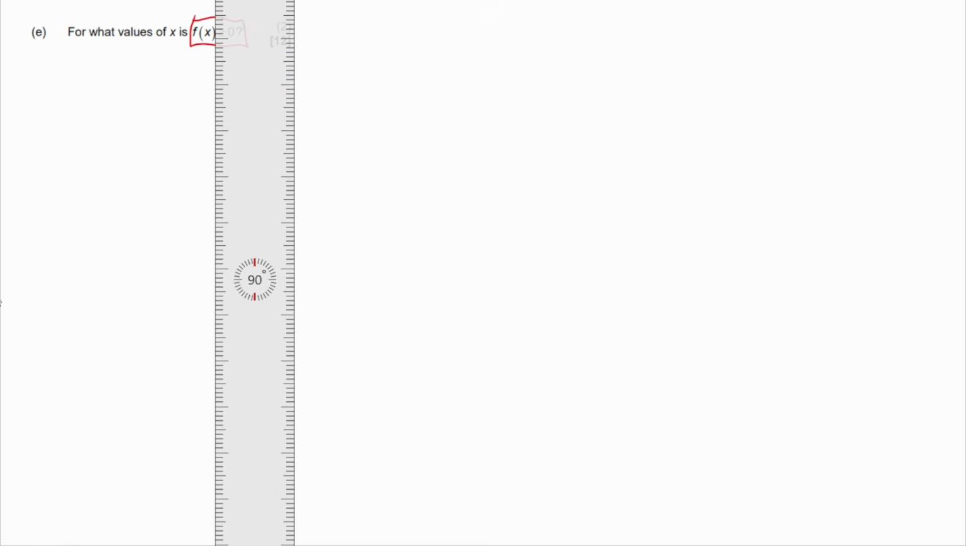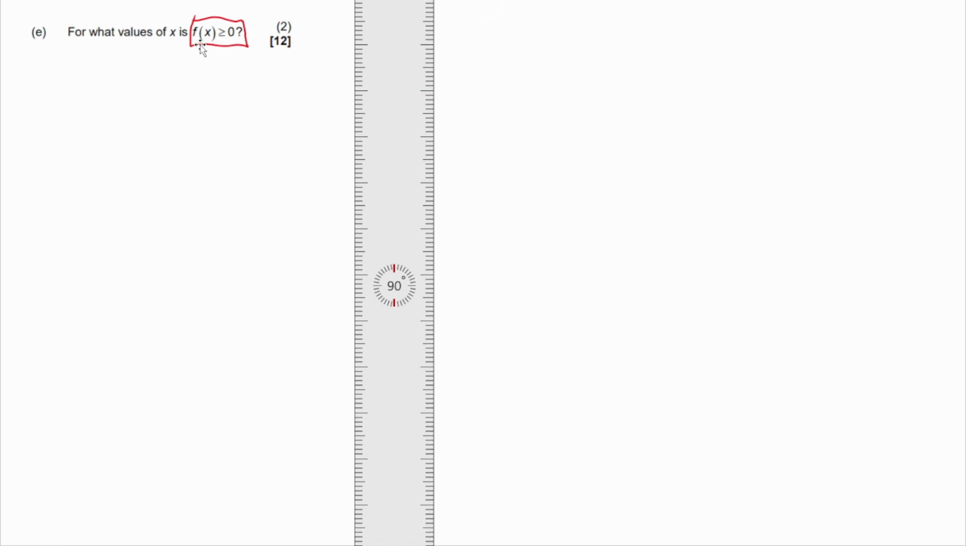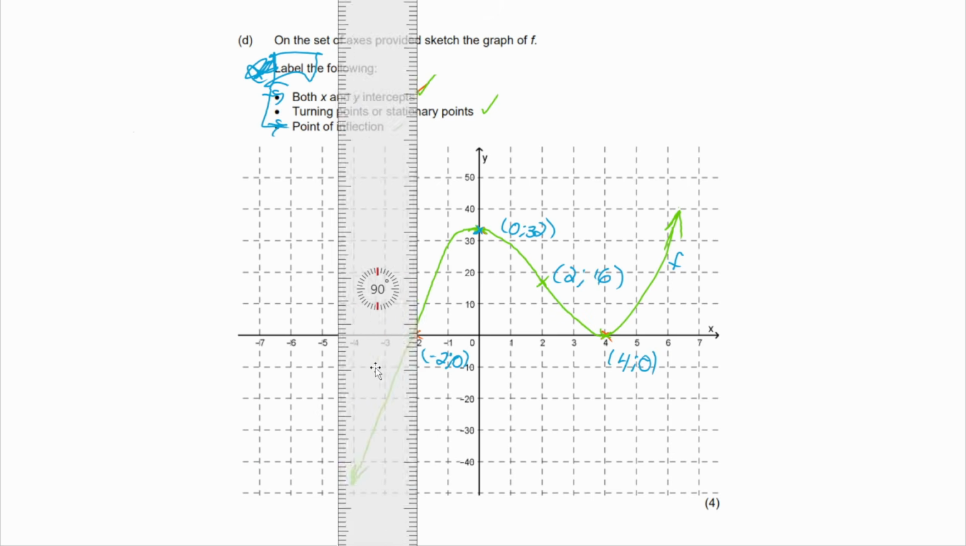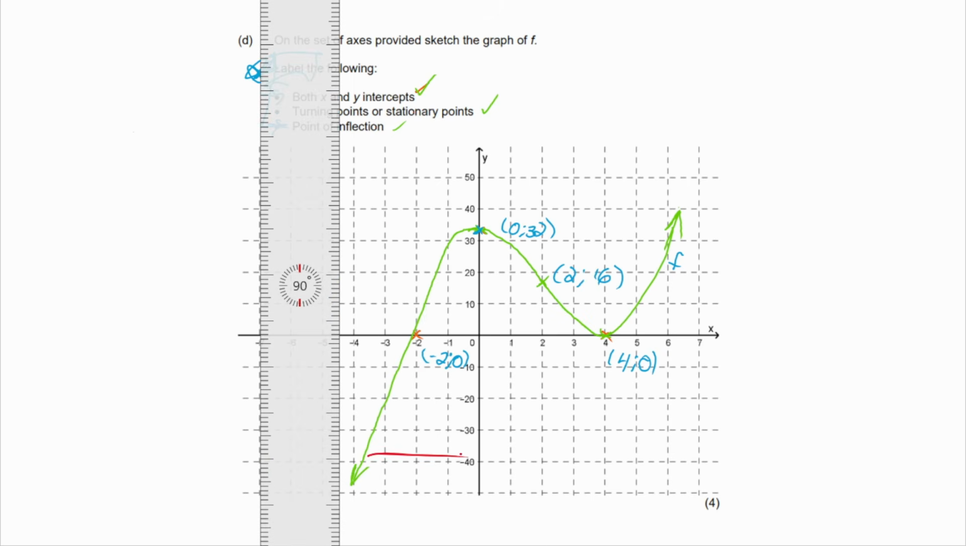But let's go back to the question. They're saying, for what values is the function, the y values of the function, bigger than 0? So they're asking when is our y bigger than 0, the y values of our function f. Over here, our y's are all negative, and then from here they start going positive.